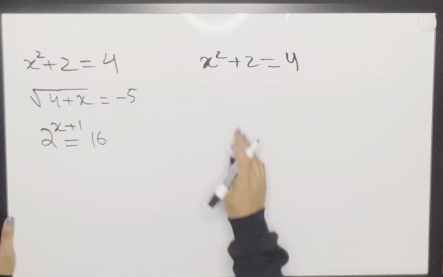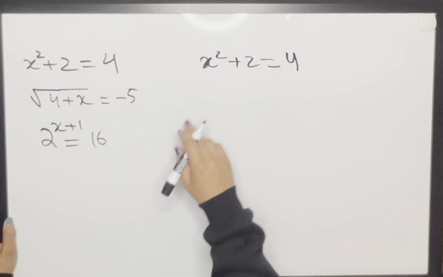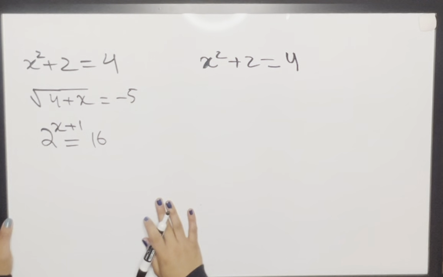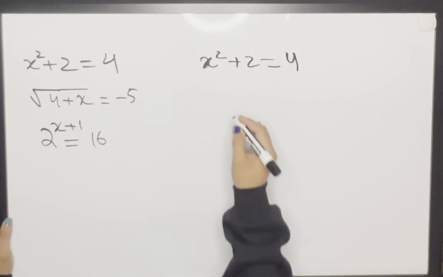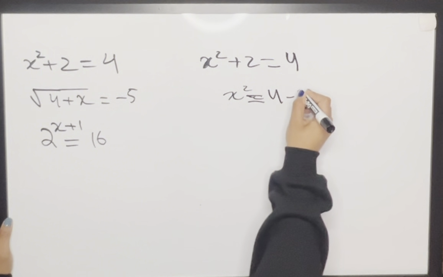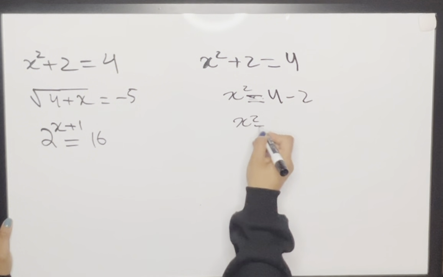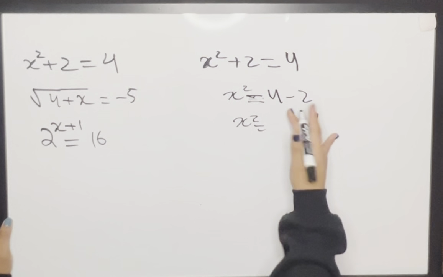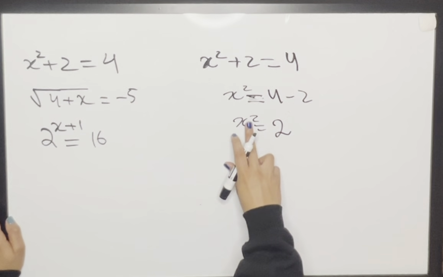Okay? Now, first I need to get rid of that plus 2, which means if I transfer it, or bring it to this side of the equation, the sign should change to -2. So x squared is equal to 4 minus 2. Okay. X squared is equal to 4 minus 2, which is 2. Okay, how do we get rid of that 2?